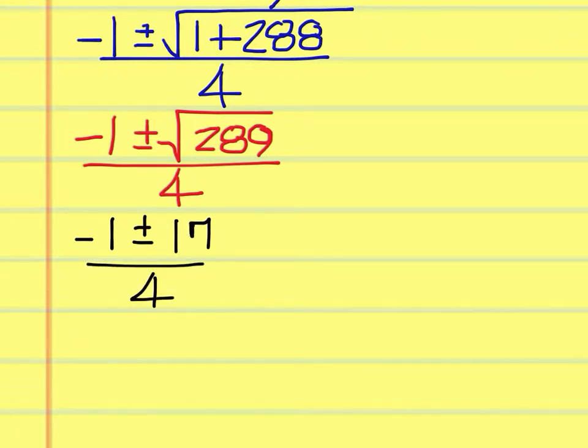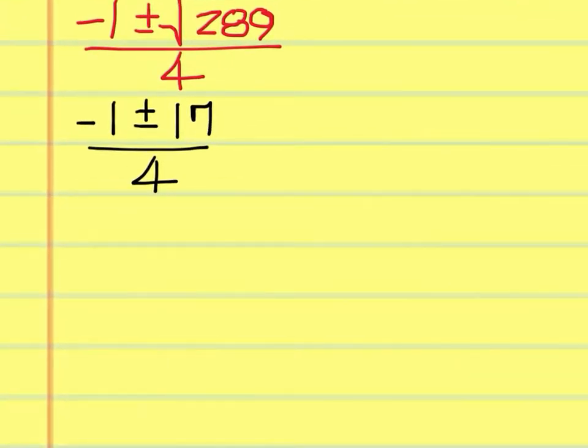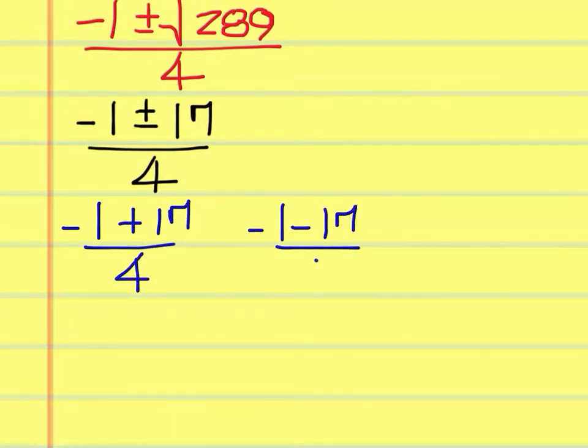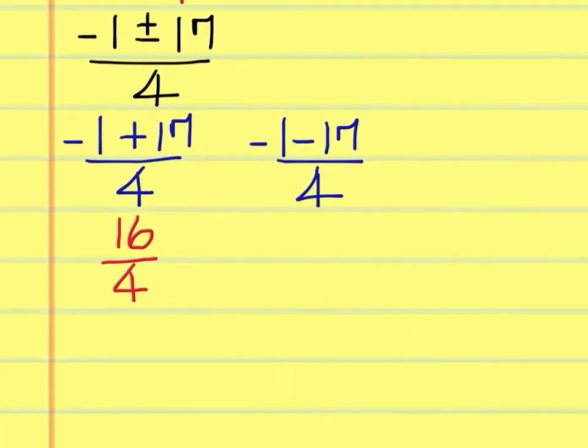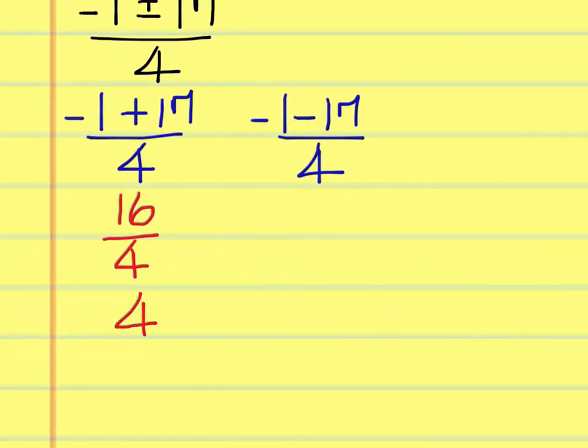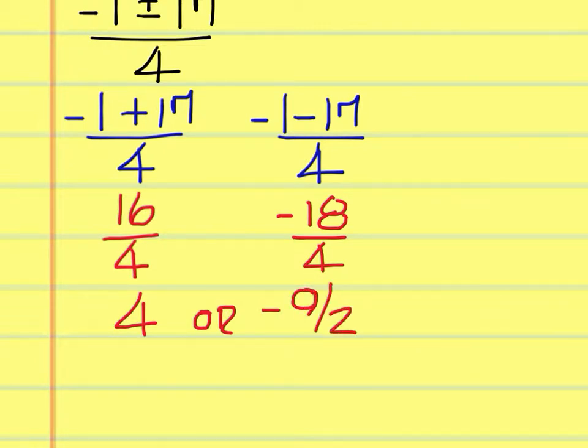And you now have two different problems you must work out. You must do one that is -1 plus 17 over 4, and another one that's -1 minus 17 over 4. On the left-hand side, that would be 16 over 4, which reduces down to simply 4. Or you could have an answer that is -18 over 4, and that will simplify down to a -9 over 2.